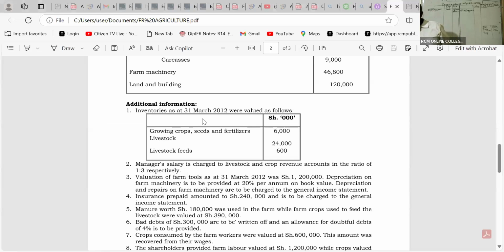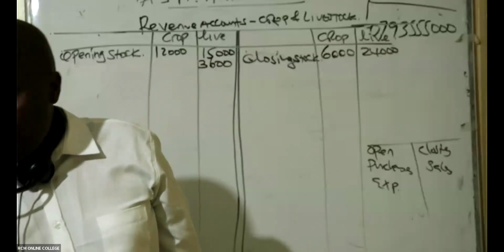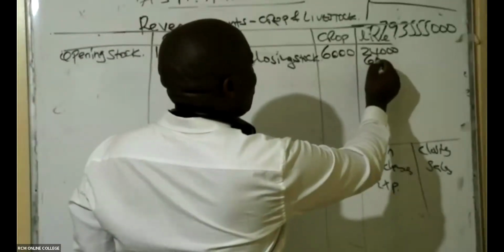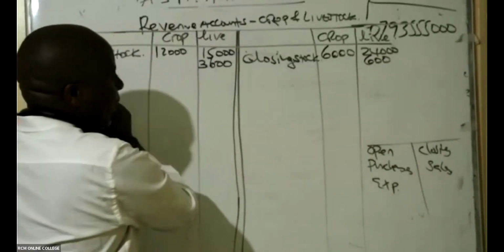Inventories at the end of the year, which is 31st March 2012, were as follows. Growing crops, 6,000. And then we have closing stock for livestock, 24,000. And then we have closing stock for livestock feeds, 600. So 600 closing stock like that. You don't have to have any relation for that.